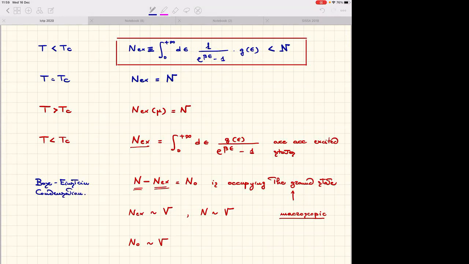Professor. Yes. So actually, I'm still a bit confused. So you're saying that above Tc, there are only excited states. I mean, the ground state is not occupied macroscopically above Tc. Well, there are some particles in the ground state, but it's not a macroscopic occupation. What do you mean by macroscopic occupation? A number of particles that scales like the volume.